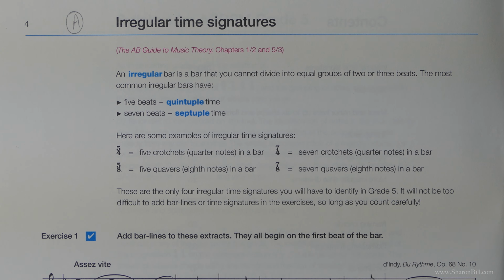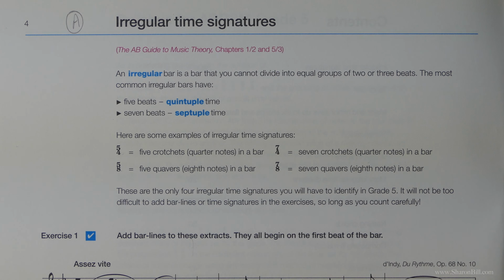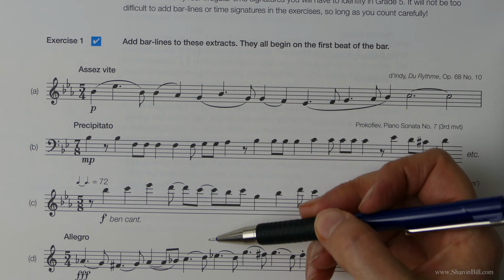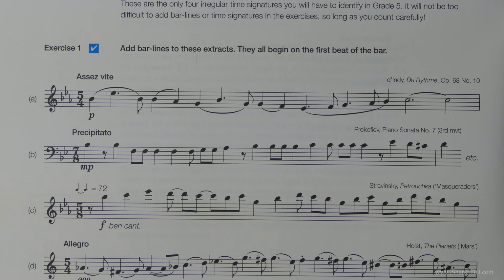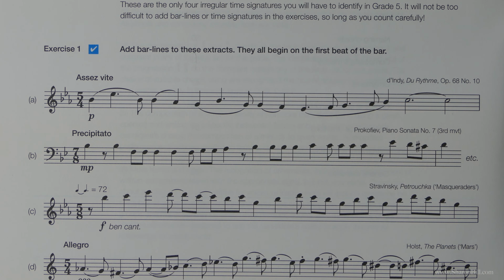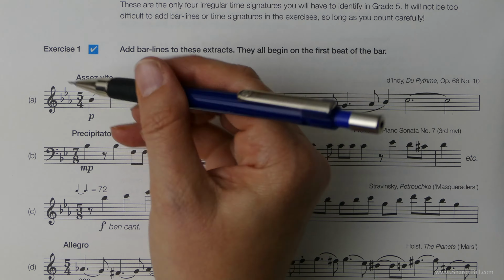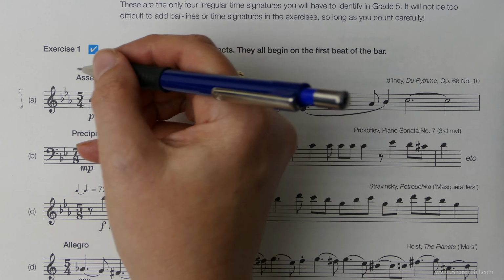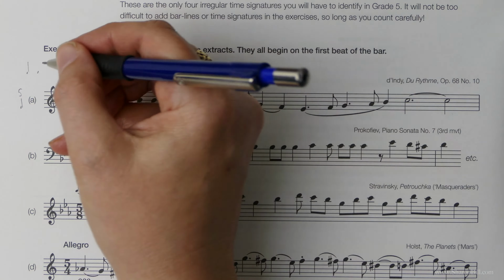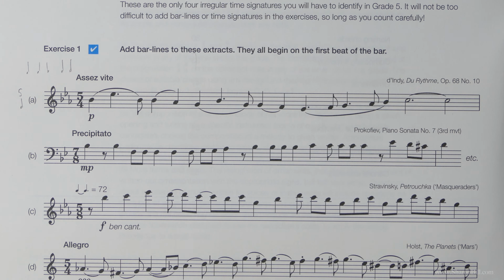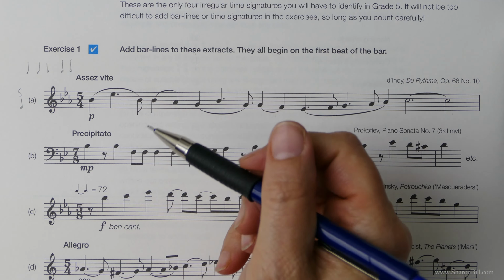So exercise 1 asks us to add bar lines to these extracts here. Let's just have a look. There we go. So we're going to look at these extracts here, and they all begin on the first beat of the bar, and we've just got to count the number of beats per bar. So we're counting 5 quarter notes or 5 crotchet beats, and so what we're looking at really is a group of 3 and then a group of 2. There we go. And we just need to count carefully.